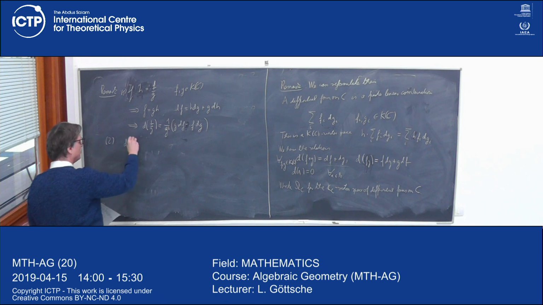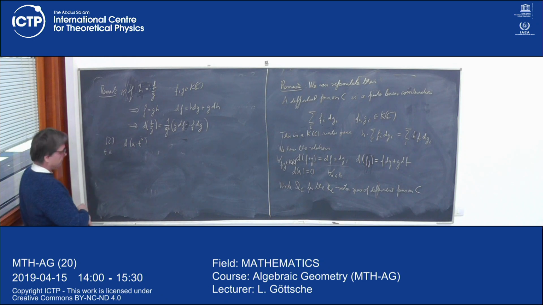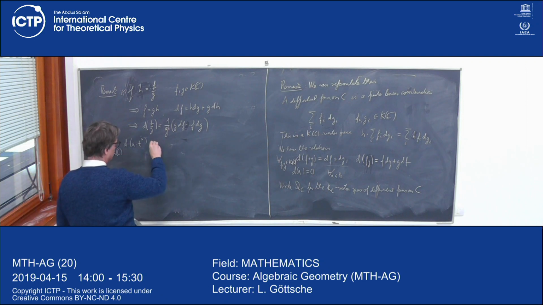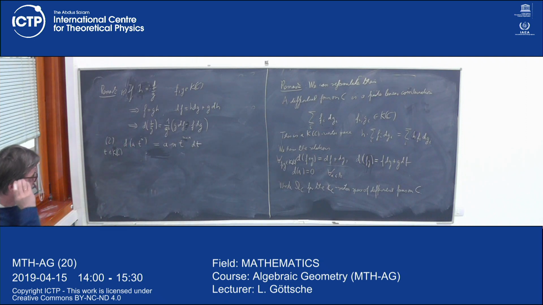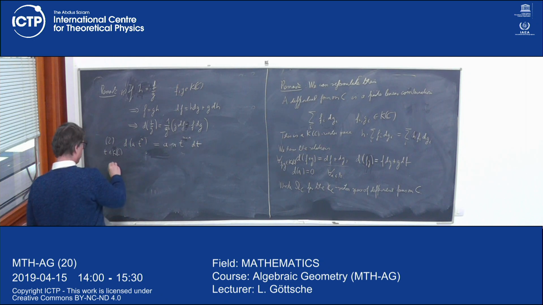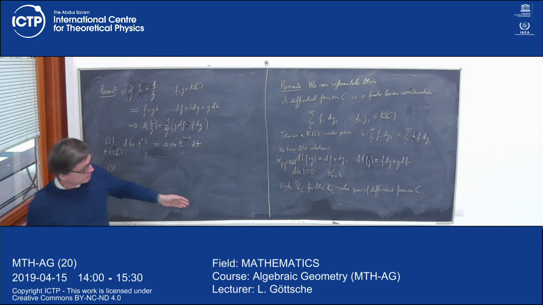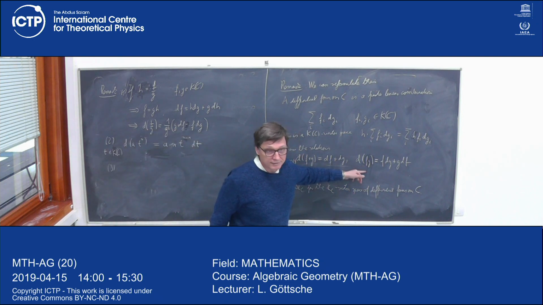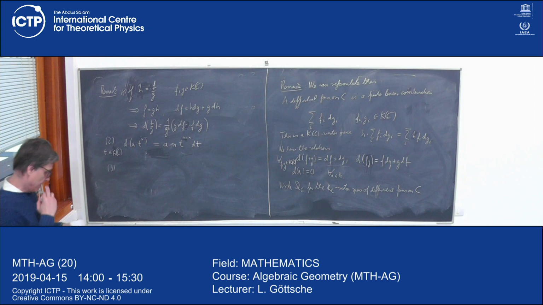So if I take d of a times t to the n, where t is an element in Kc, then you can easily compute that this is a times n times t to the n minus 1 times dt, just using this definition. In the same way, if I have a polynomial in two variables, that follows from this rule, you could call it the Leibniz rule, and it follows from that by simple calculation.